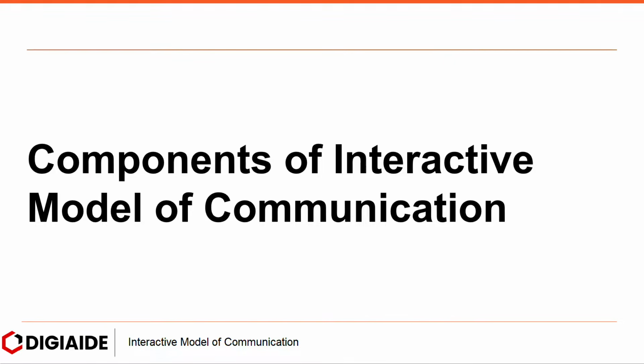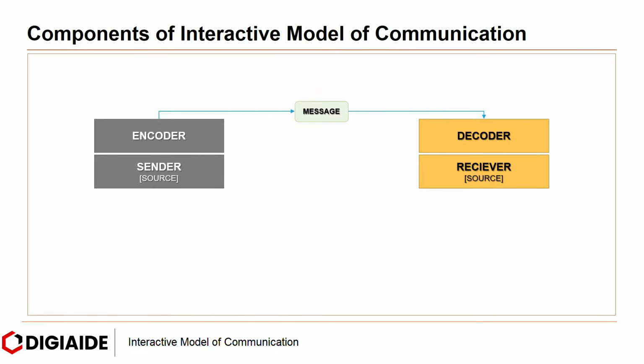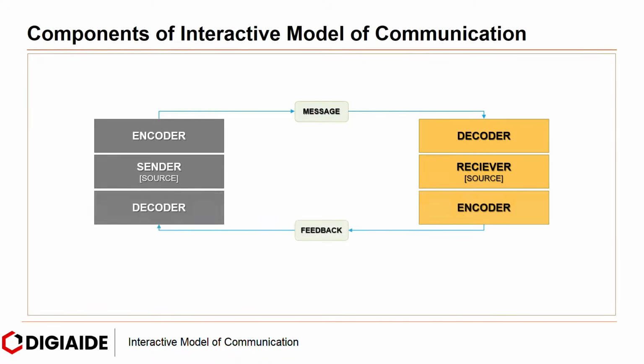Moving on, let's look at the components of the interactive model of communication. When a message is delivered from the sender, as in the source, to a receiver, the sender encodes it before sending it out. The encoded information is delivered to the receiver. It is then decoded by the receiver to understand what it means. Now the receiver becomes the source. He or she encodes another piece of information called feedback. It is then delivered to the sender.